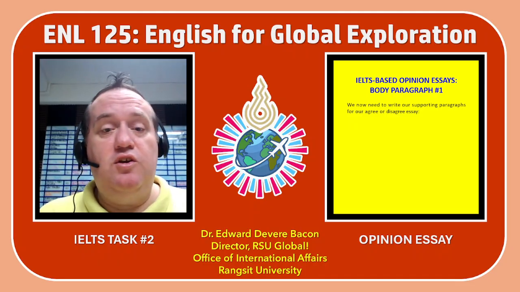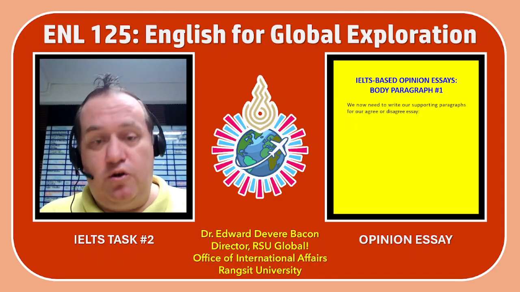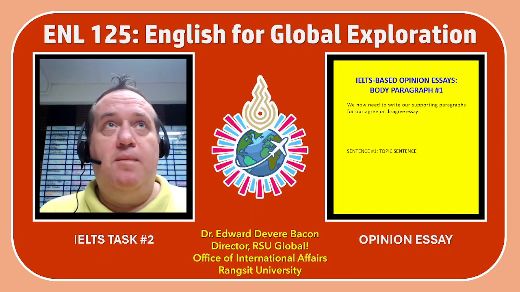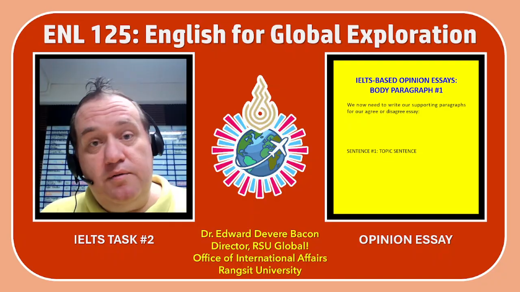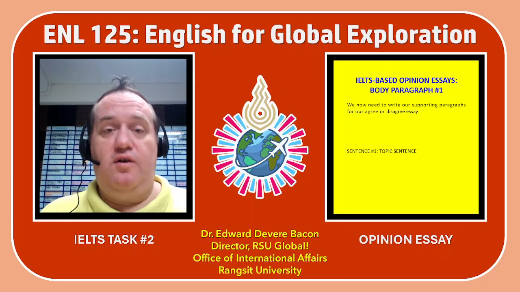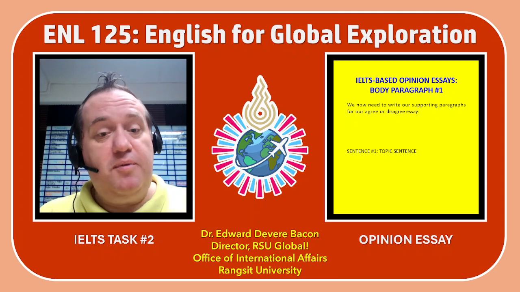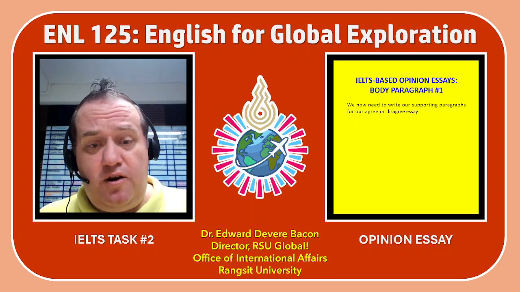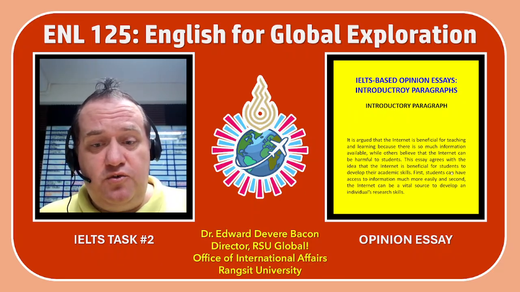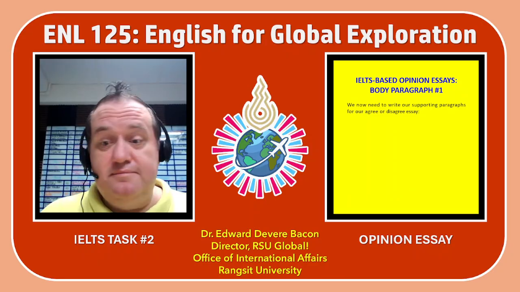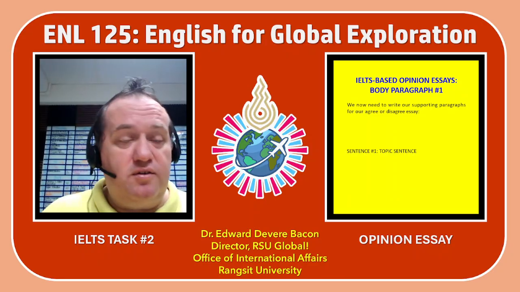Okay, so we now need to write our supporting paragraphs for our agree or disagree essay. So again, for your body paragraphs, body paragraph 1, body paragraph 2, it has this exact same structure, just different content. Okay, first one, topic sentence. However, we already introduced your topic sentence here. Right here would be: students can have access to information much more easily. So you've already got that done. Okay, the only thing you have to do is just paraphrase it a little bit.